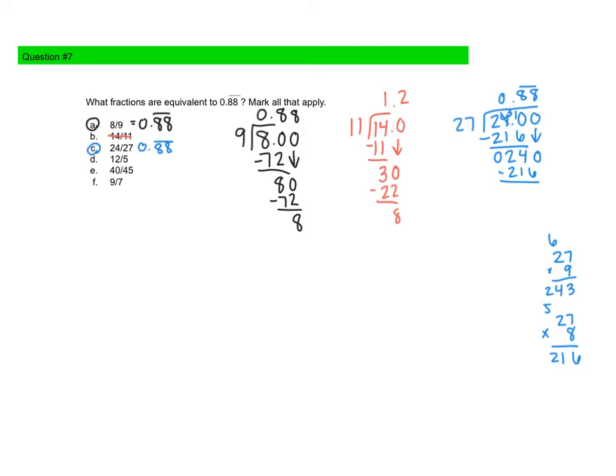Okay, moving on to D, 12 over 5. This is the same as 12 divided by 5. 5 goes into 12 2 times. I already know that this is not going to be one of my answers because I have a 2. 5 goes into 20 4 times. So this is 2.4 as a decimal. This is not my answer. Okay, next one I have 40 divided by 45.